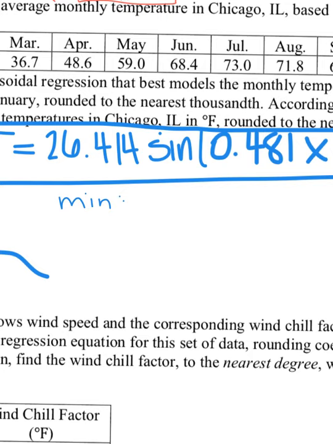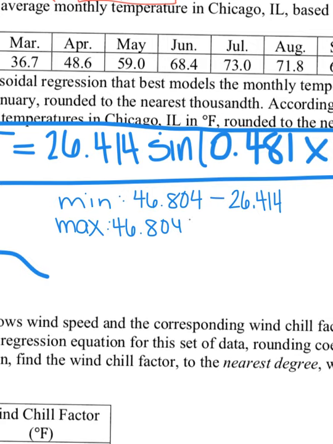of a trig function, you take the midline, which is the number that you're adding or subtracting. So in this case, it's 46.804. That's all the way on the right. To find the min, you take the midline and you subtract the amplitude, which is the number out front, 26.414. To find the max, you do the same thing, but instead of subtracting the amplitude, you add the amplitude. 46.804 plus 26.414.